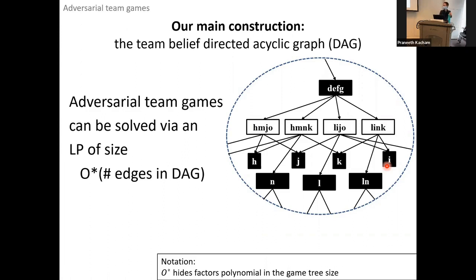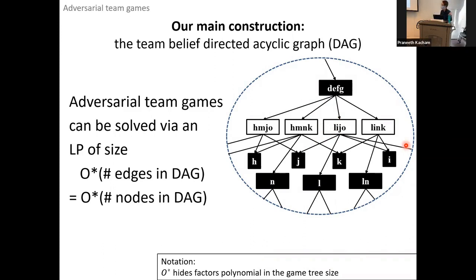Well, the number of edges in the DAG turns out to be basically equal to the number of nodes in the DAG. And why is this so? Because if we look at any observation node here, every observation node has exactly 1 edge into it, and at most as many edges out of it as there are public states. And there are at most as many public states as there are nodes.